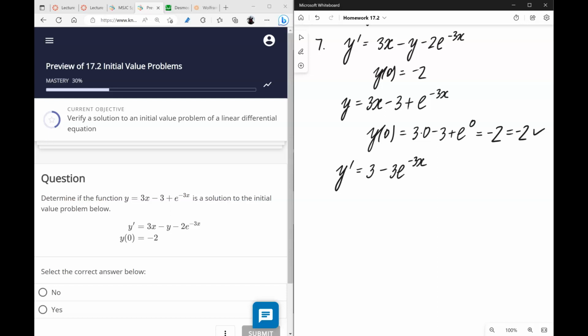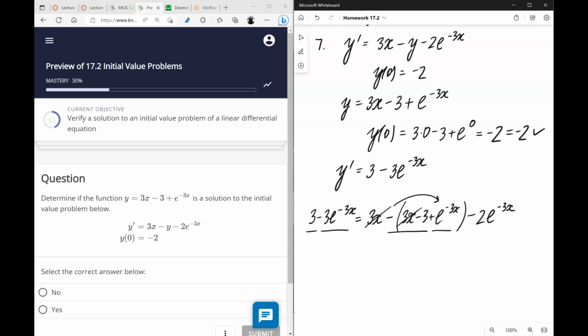And now we're going to plug everything into the original equation. So this is my left-hand side. This is my right-hand side. And let's check. So this 3x will cancel this 3x. We have 3 here. We have minus -3 here. We have -3 e to the -3x. We have negative e to the 3x here because this negative gets distributed. So we have -1 minus the other 2. So we have -3. So it seems like they are equal. So this is a solution.